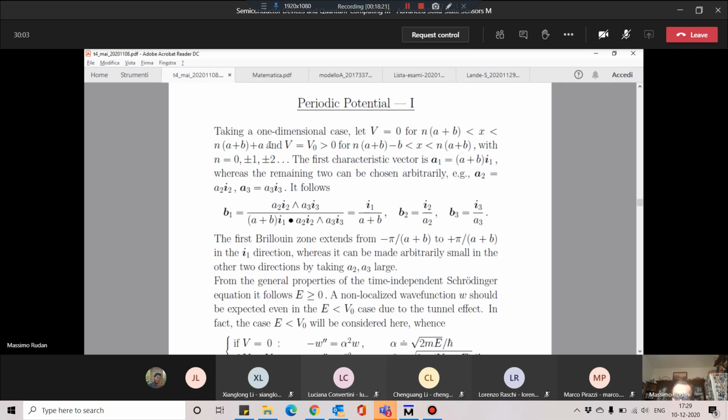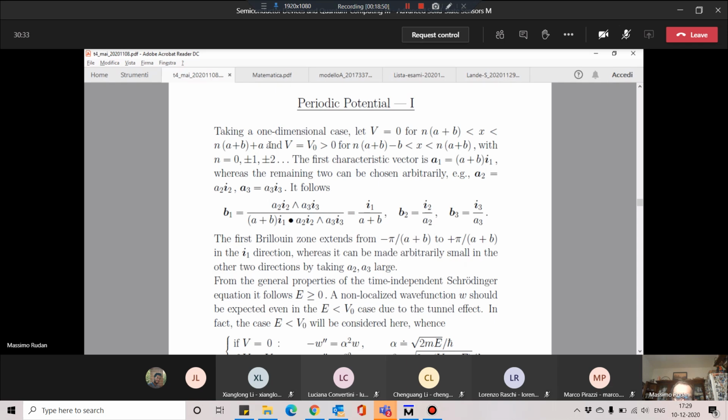I have one point: if any of you has the paper version of this page, there is a misprint, okay? Very likely, instead of having B2 equal to I2 over A2 and B3 equal to I3 over A3, there is the same formula repeated twice. It is a mistake, okay, a misprint.